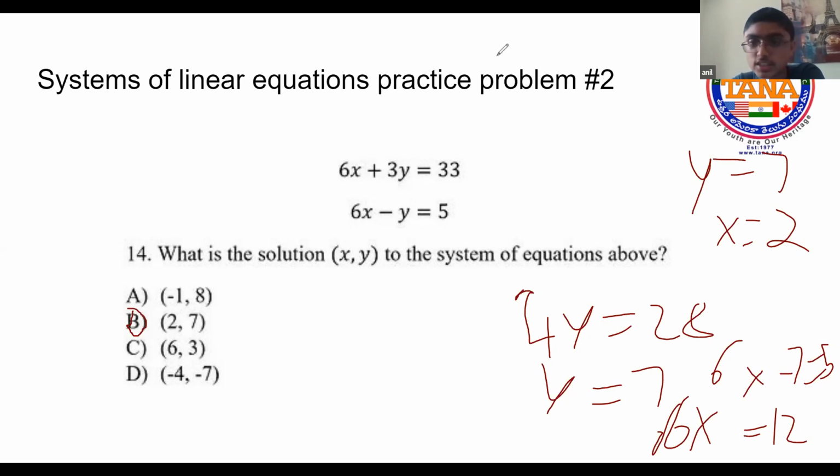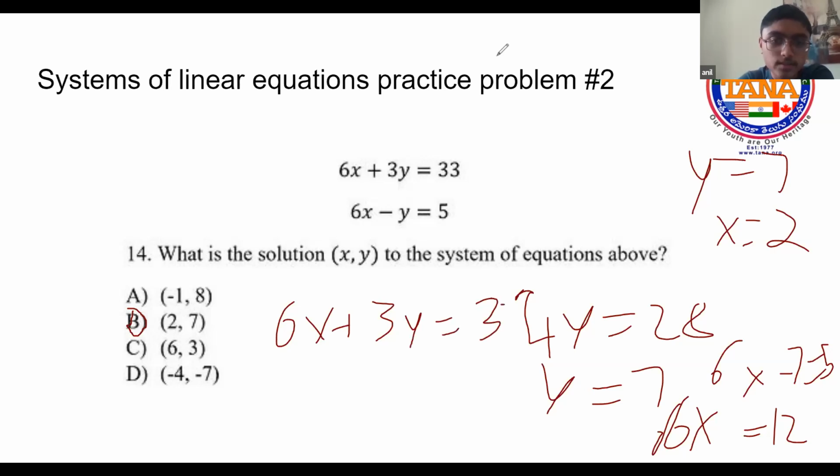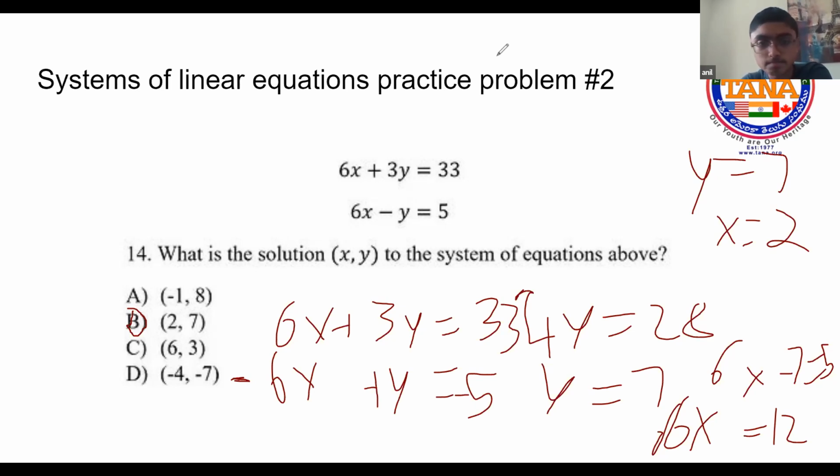Okay, so in my messages, someone asked why it is 4y instead of 2y. I did it wrong originally. Since it was 6x plus 3y equals 33, and 6x minus y equals 5, I did elimination. That's another strategy for doing it. So I just subtracted the whole equation. And since I did subtract, I have to make this a plus and this a minus, and this is a minus as well. So this becomes a plus y and 4.